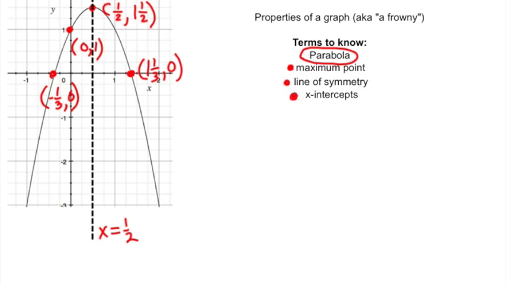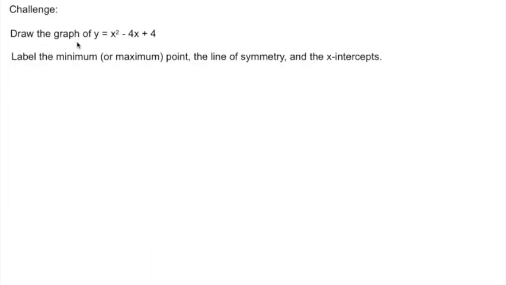And hey, that's what you're going to do right now. You're going to draw the graph of y equals x squared minus 4x plus 4. You're going to label the minimum or maximum point. I'm not going to tell you which one it is, but I'm pretty sure you'll be able to figure it out when you take a look at it. I want you to label the line of symmetry and the x-intercepts, if they exist. That's all for now.